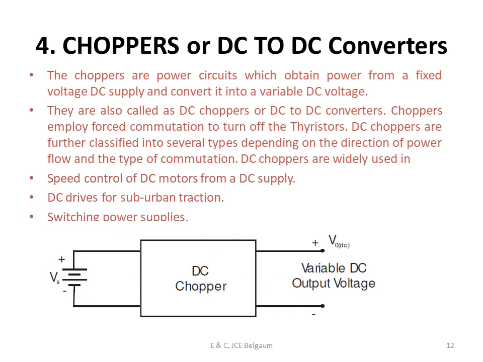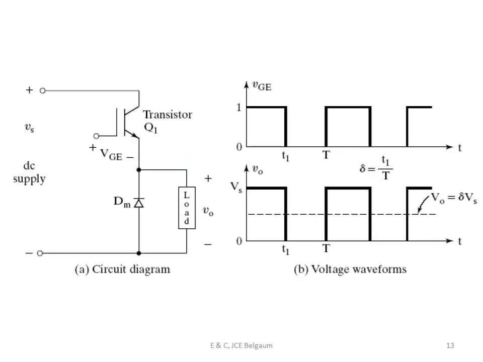So this is how your block diagram looks. You have got a DC supply at the input, plus minus, and the output will be a variable DC output. So basically your chopper works on the principle of duty cycle. So what do you mean by that?